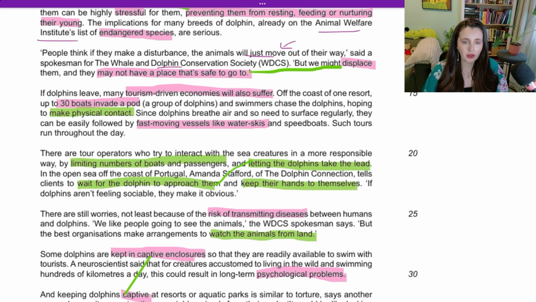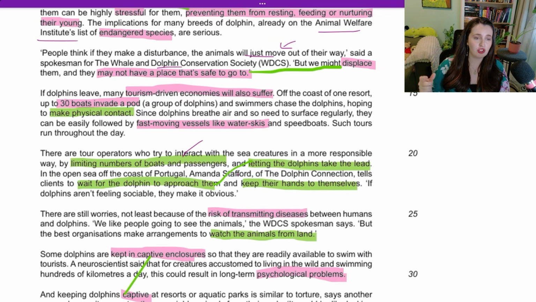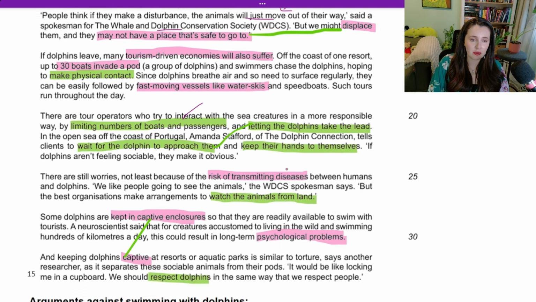Now again, some of these points are the same. So if you let the dolphin approach you and you let the dolphin take the lead, it's the same meaning, right? So these are the same point. Another thing is some of these phrases are heavily copied. Limit the number of boats and passengers, so copied, right? Instead you could say reduce the numbers of passengers and boats, right? Even just flip it around, have a synonym, do something, but don't copy it out word for word. That one is really heavily copied for this paper.